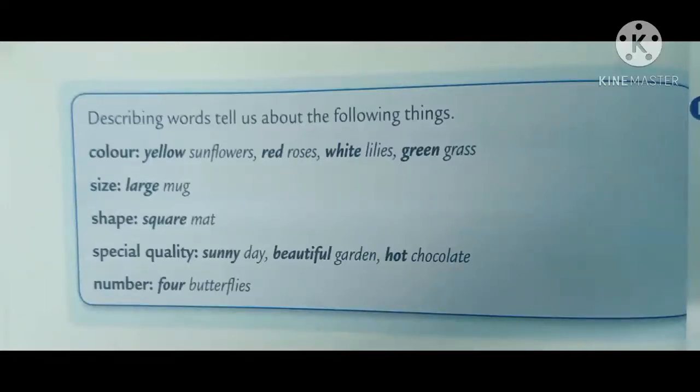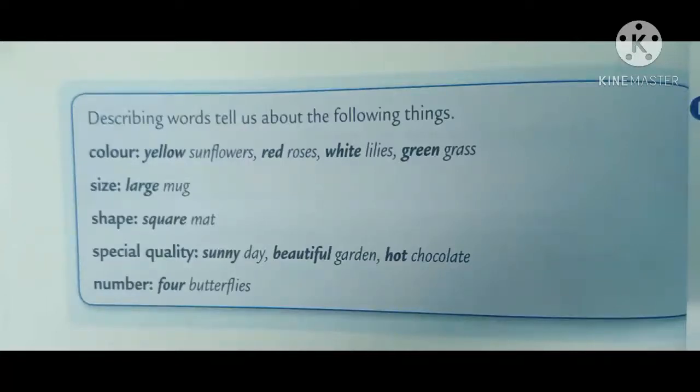So, what do we get to know through these examples, children? We get to know that describing words are those words which tell us more about the nouns. It can tell us about the color, about the size, about the shape, or about some special quality, or about some number of a noun.